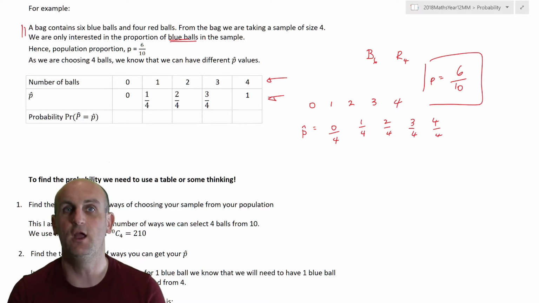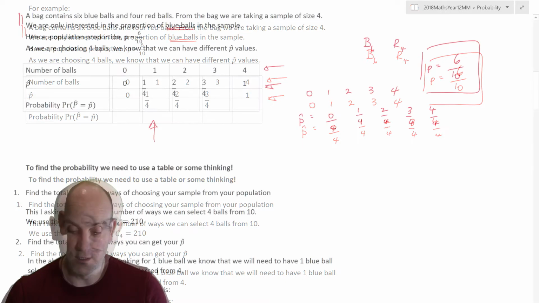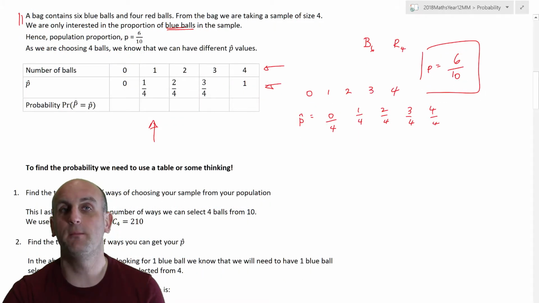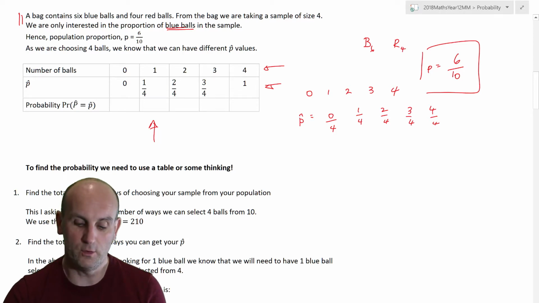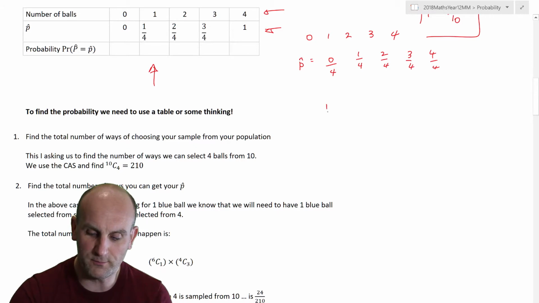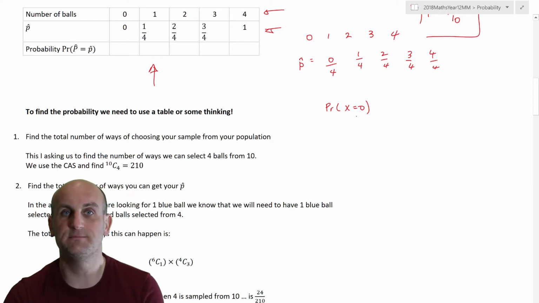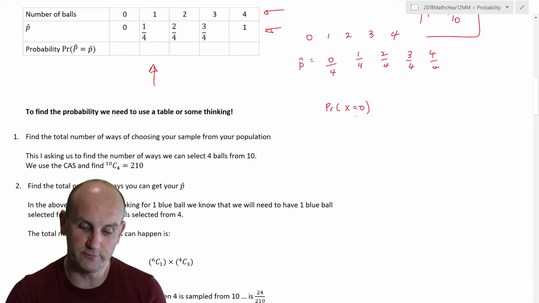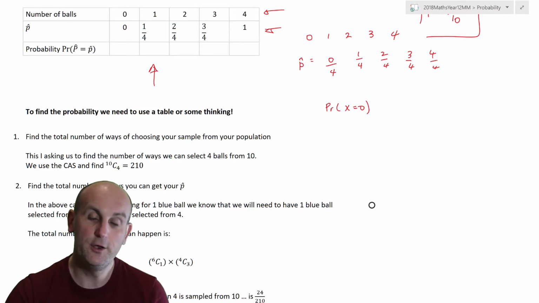That's not choosing 4 out of the bag. So now I need to find the probabilities at the bottom of the table, and there's lots of ways of doing it. We'll come back to the combination theory in a moment, but for example, if I want to find the probability of x equals 0, where x is my random variable saying the number of blue balls, what I'm saying is no blue.